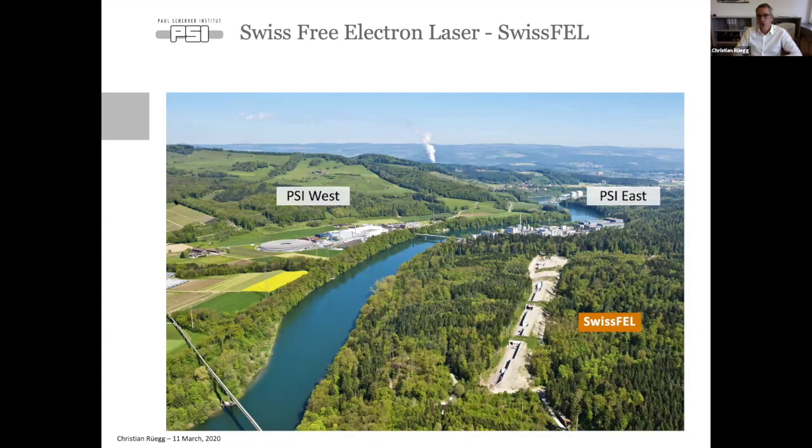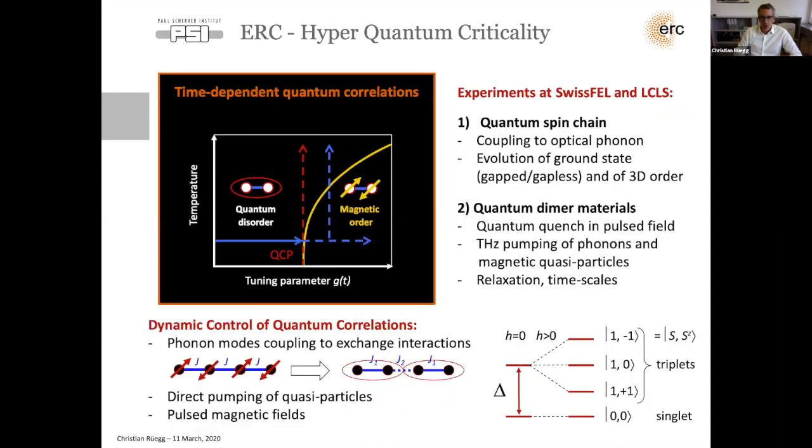Now we'll close the loop and go back to the FEL. So as I said, we can do a lot now, doing experiments and computational work in equilibrium. And at the beginning, I said this new machine will allow us to do time-resolved studies. And why should this be very exciting? I'll show you this, and that's what we are working on right now.